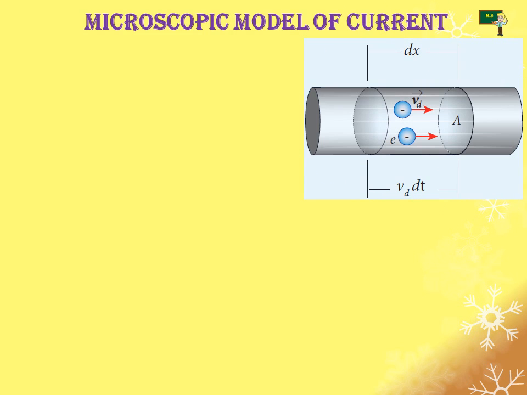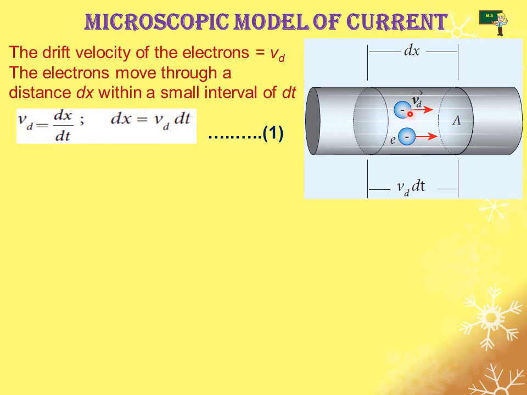Next important topic, microscopic model of current. Let us see what we have here. We have a long tube with cross-sectional area A. We have a drift velocity here. The distance which we take here is dx. The drift velocity of the electron is equal to Vd, that we know.